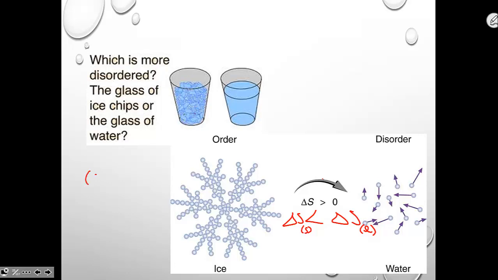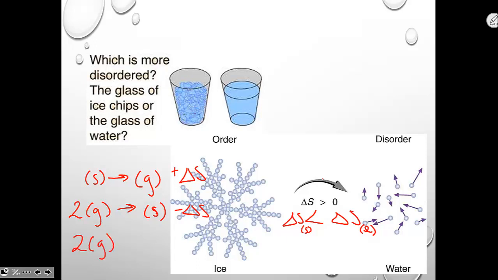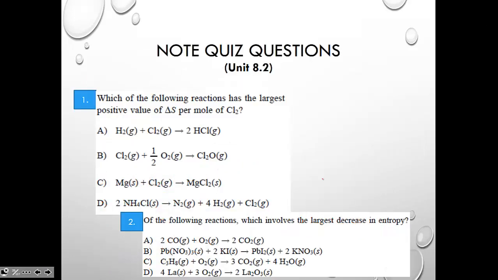So if we have something that goes from being a solid to a gas, that would be an increase in entropy. Or if we have two gases that combine to form a single solid, that is a large decrease in entropy. Or if two gases combine to form a single gas, we start with two gases, we end with less, that is also a decrease in entropy. So towards that end, you should be able to answer the first two note quiz questions.